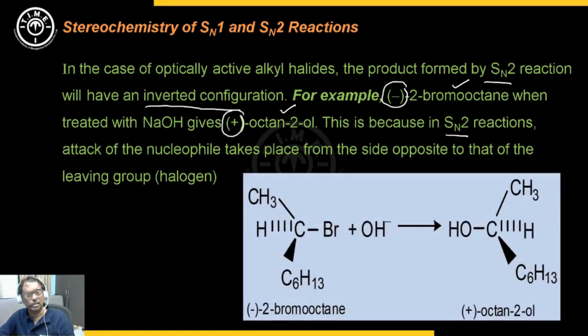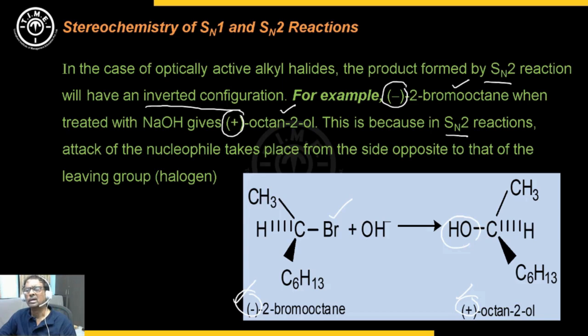But keep in mind, this is a very, very important thing that you need to note: the sign of rotation has nothing to do with the configuration. Keep that in mind. So it is not that because bromine was here, it is a minus sign of rotation, and because OH has come to the opposite side, it has become plus. It has nothing to do with it. The configuration and sign of rotation are two different things.